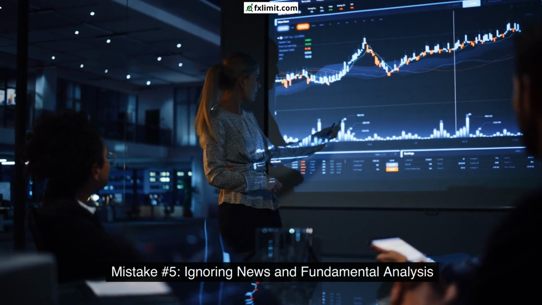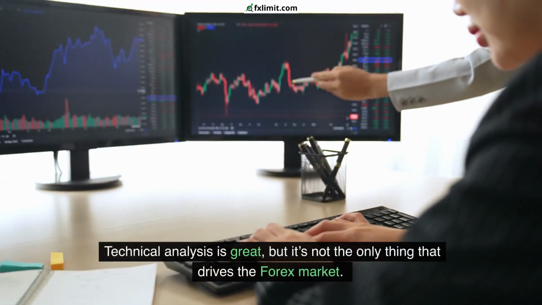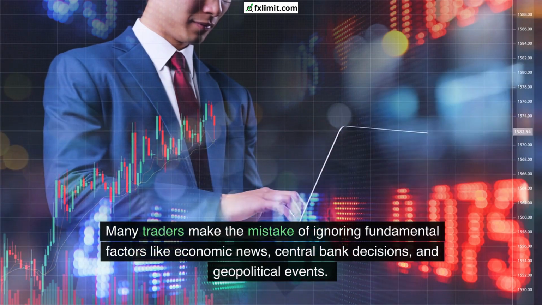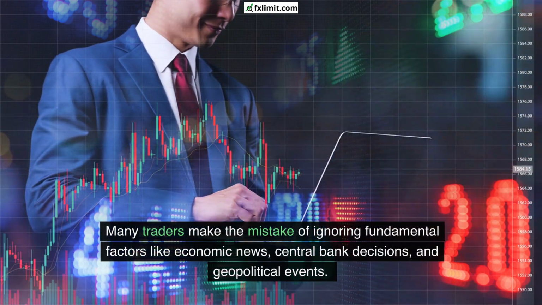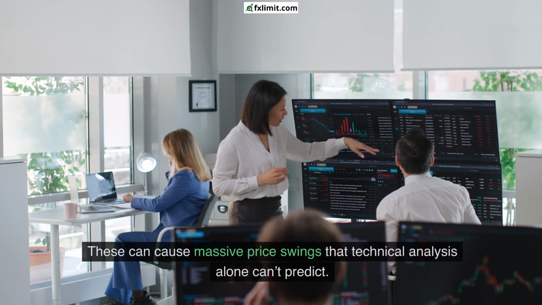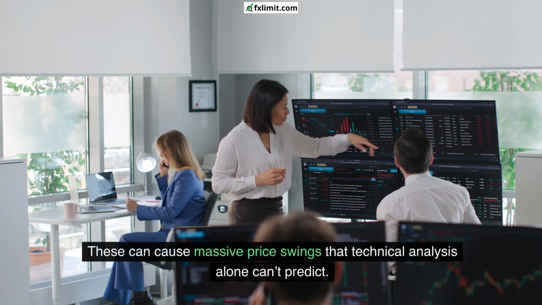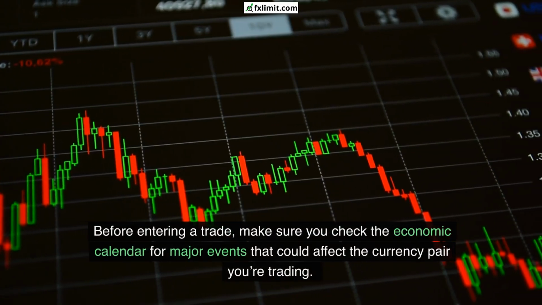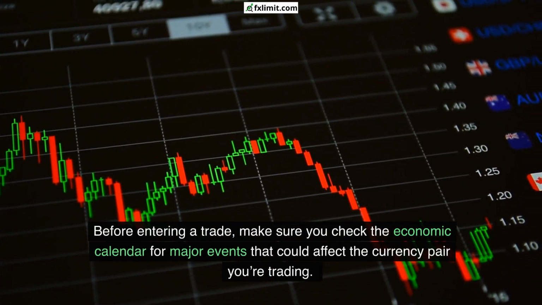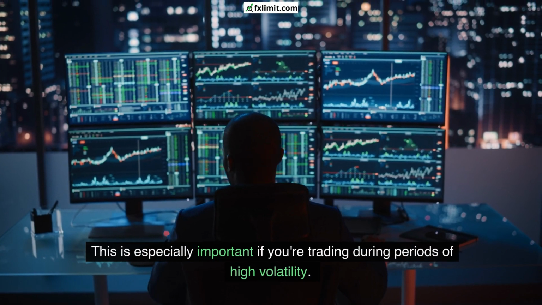Mistake number 5. Ignoring news and fundamental analysis. Technical analysis is great, but it's not the only thing that drives the Forex market. Many traders make the mistake of ignoring fundamental factors like economic news, central bank decisions, and geopolitical events. These can cause massive price swings that technical analysis alone can't predict. Before entering a trade, make sure you check the economic calendar for major events that could affect the currency pair you're trading. This is especially important if you're trading during periods of high volatility.